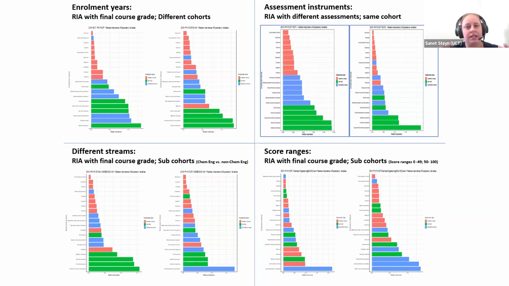So in this case, this is not part of the normal report, but something that can be requested as an additional breakdown of the relative importance analysis with a few tweaks in what the focus is. So, for example, in the top left corner, we have a comparison in terms of different enrollment years.